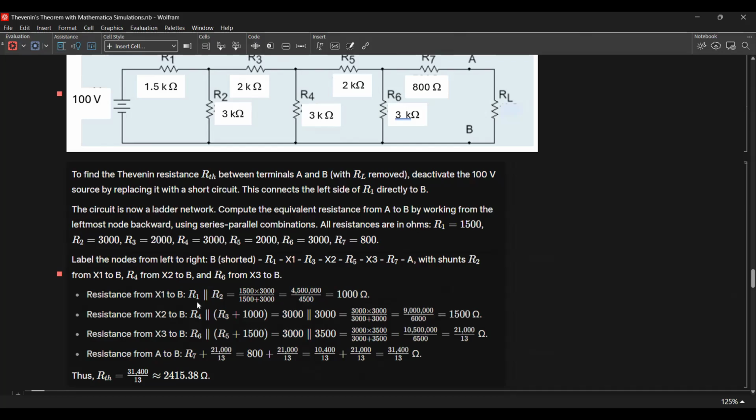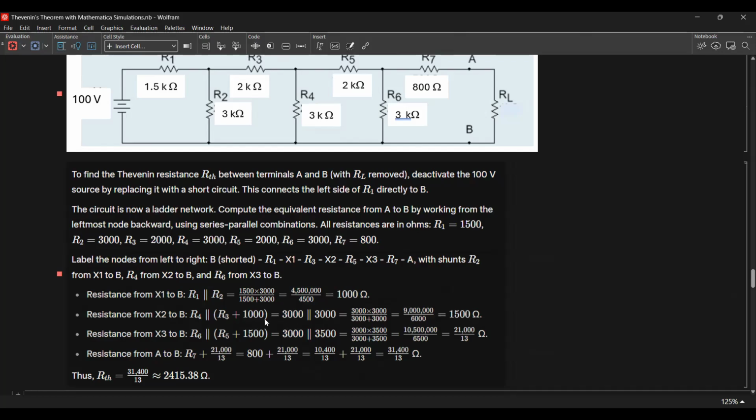All right, so review this. You have to remember that R1 is parallel to R2. And this R1 and R2 in parallel is in series with R3. So R1 is parallel to R2, that is 1000, in series with R3. Then this 1500 is in parallel with the R5 here, parallel with R6. So 1500 here.